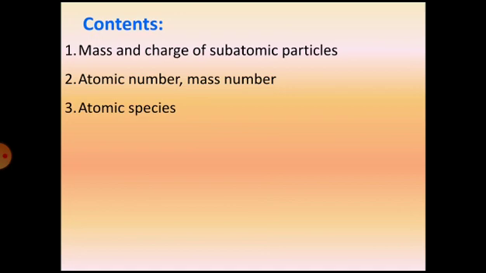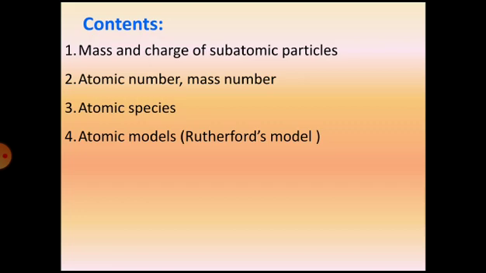Let us see the contents of today's class. We'll see the mass and charge of subatomic particles, and also we'll discuss what is meant by atomic number and mass number, and some of the atomic species, and fourth one atomic model, and lastly a drawback of Rutherford's model.